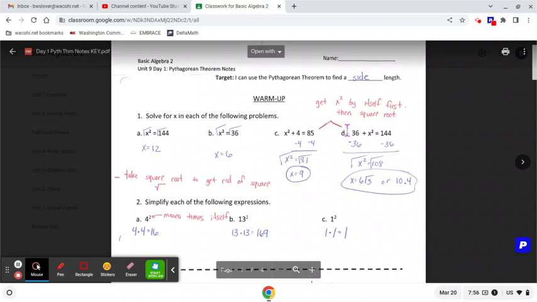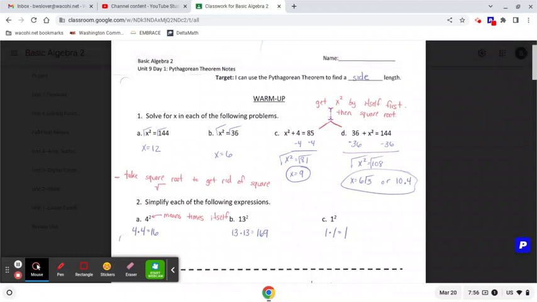So for letters C and D, these both look different. Okay? And I have a note here that says get x squared by itself first and then square root it. So I have x squared plus 4 equals 85. I'm going to subtract 4 from both sides and then take the square root. Letter D, this is a positive 36. If there's no sign in front of it, it's assumed that it's a positive. So I'm going to subtract 36 from both sides and then take the square root.